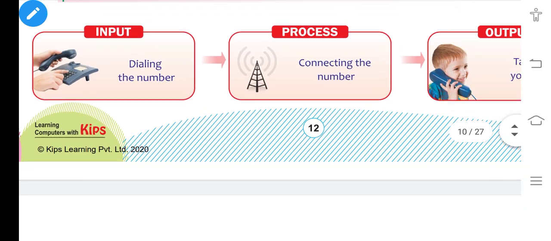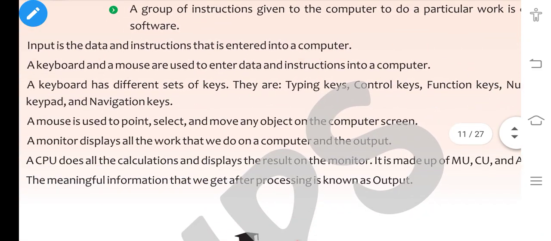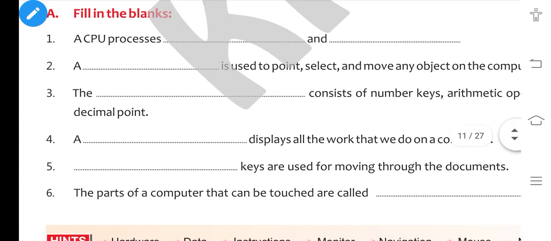Children, this way we have completed the lesson. Hope you are able to understand.